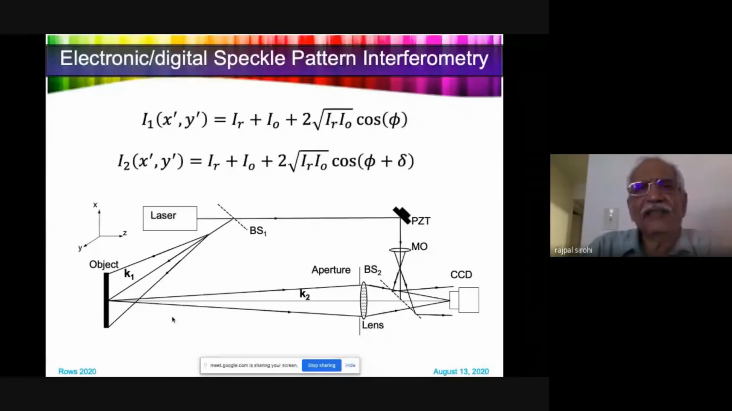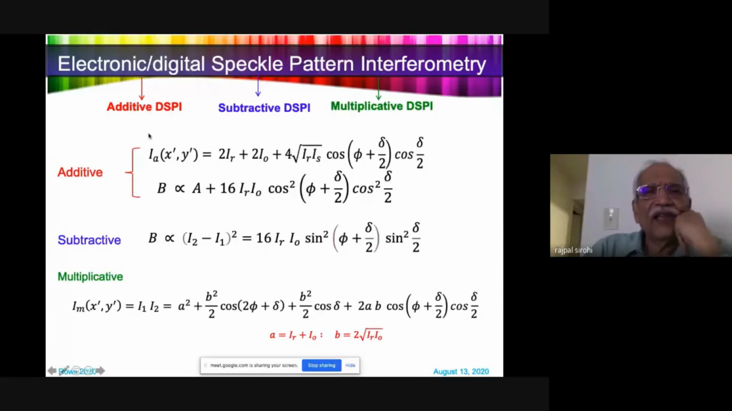This is the kind of setup we have. As I said, we come with a reference beam which comes axially, and make an image of the object. This is my K2 vector, this is my K1 vector, and due to deformation, a phase change delta is introduced, and this delta we calculate in terms of K2, K1. So we can make the setup as we want. Now in additive, we add these two patterns, and the resultant intensity is given by this.